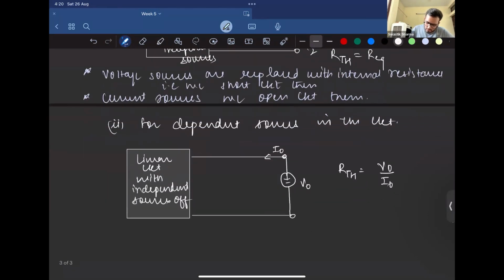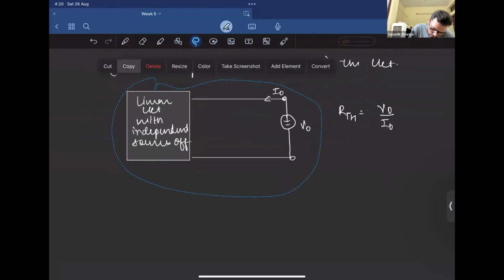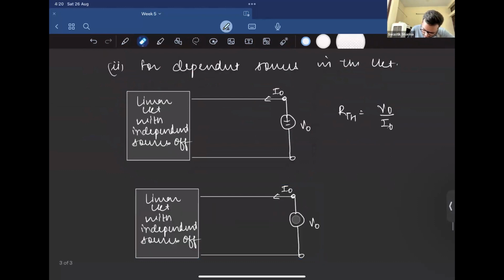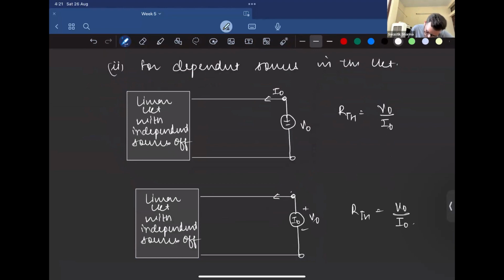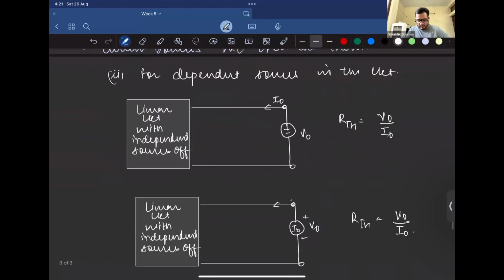Or we can do one thing, we can add a current source. So don't worry if you're not understanding. We'll solve some questions. You will get the hang of it, how we do it. So we give an I naught at the terminal, and we calculate the voltage around it. So R Thevenin is V naught upon I naught. Okay, so that's how we do it for finding the Thevenin's resistance if we have dependent sources in the circuit.